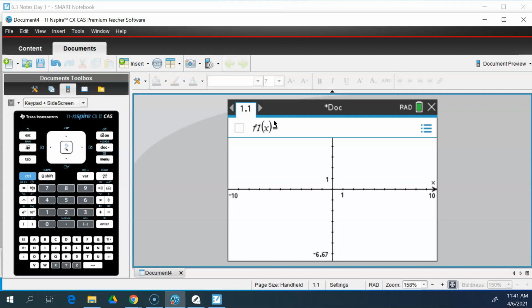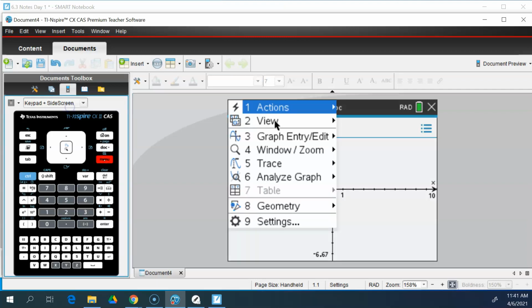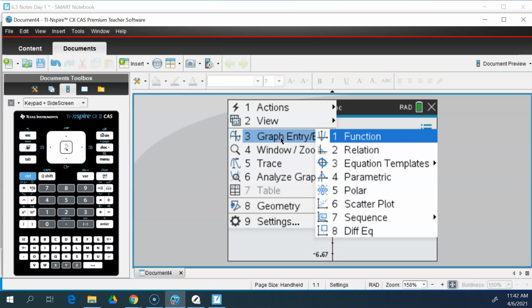When we go to add the graph, it's in function mode. So you can only input like y equals 3x plus 2. You could enter that, it would graph the line, all that fun stuff. We need to change that entry mode. So we're going to go to menu. The logical choice would be graph entry and edit. That's the one that we want to pick.